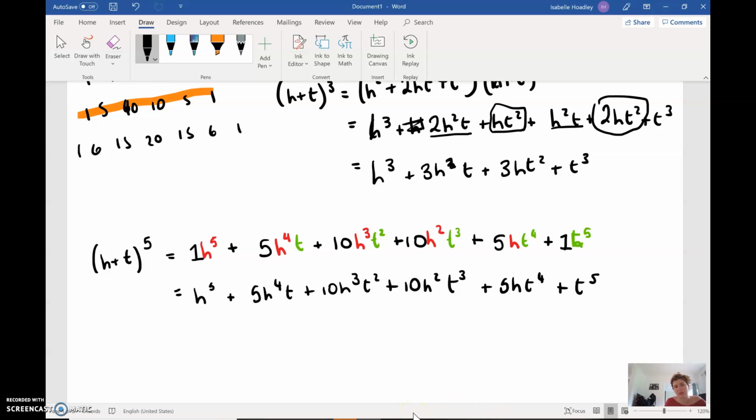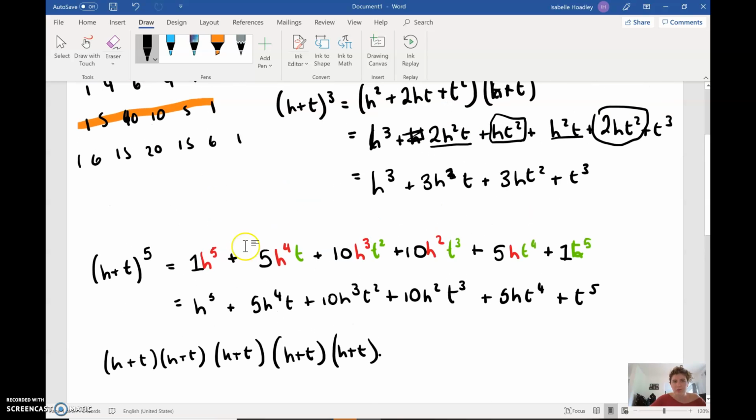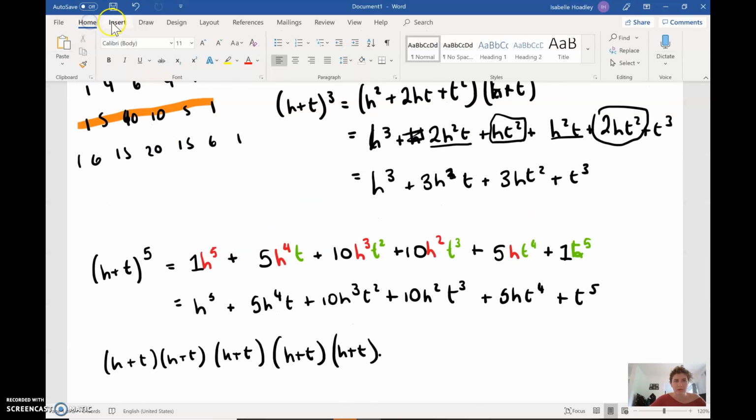Okay, much easier than expanding h plus t, h plus t, h plus t, h plus t, h plus t, right? Which would be an absolute pain. Okay, cool. I'm going to show you one more kind of harder example, which will hopefully convince you even more, and then we'll be done.